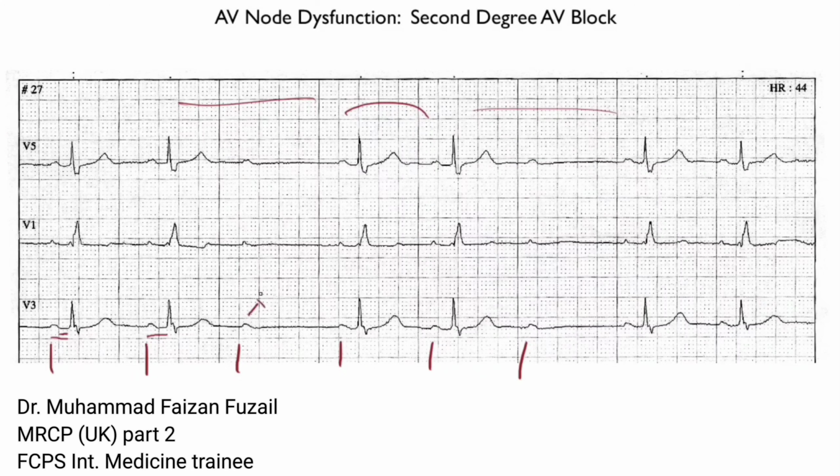And then this beat blocks and the PR following the pause is about the same. And then you have a fixed PR here. And then you get a block again. So the PR never really changes.